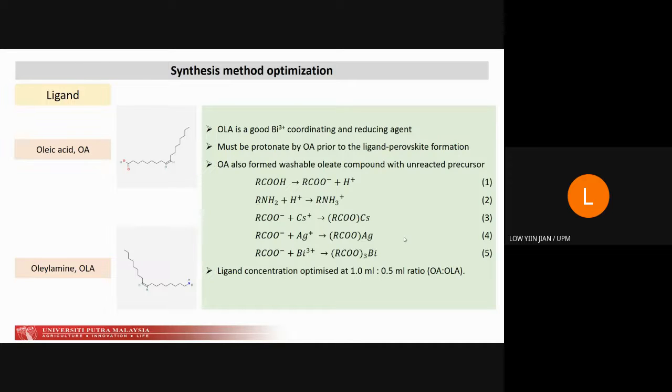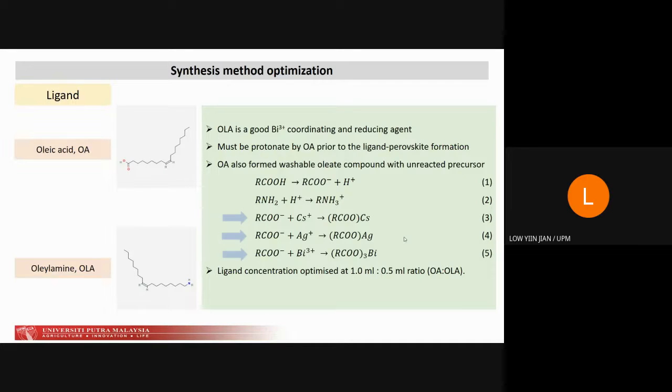However, the OLA must be protonated first before the ligand nanoparticle formation, and the protonation process can be completed with the aid of the oleic acid. At first, the oleic acid will be deprotonated, forming a carboxylate ion with an extra proton. Then the additional proton will protonate the ammonium group in the OLA and ready the OLA for the nanoparticle surface passivation effect through the OLA-Br attachment.